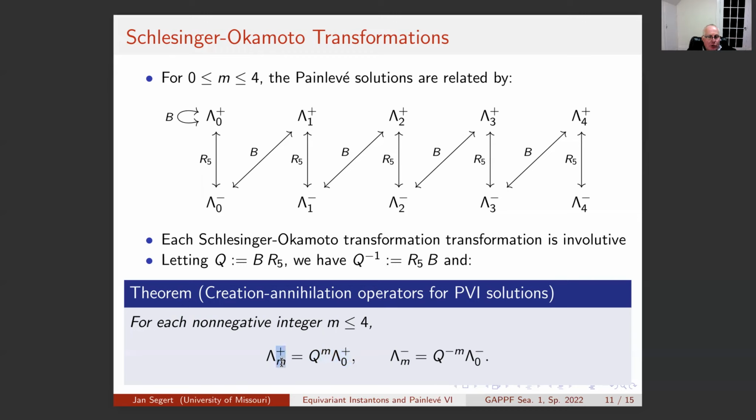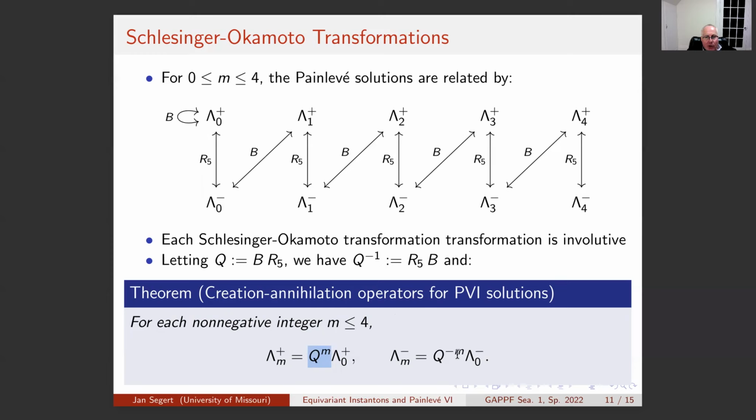But the nth solution with a plus, you get by hitting the 0th solution m times with a particular operator. Okay? And on the bottom row, you can actually do the same thing. This one, if you hit it with B and then R5, you go from here to here. So if you do that multiple times, you can get to any one of these from this one.